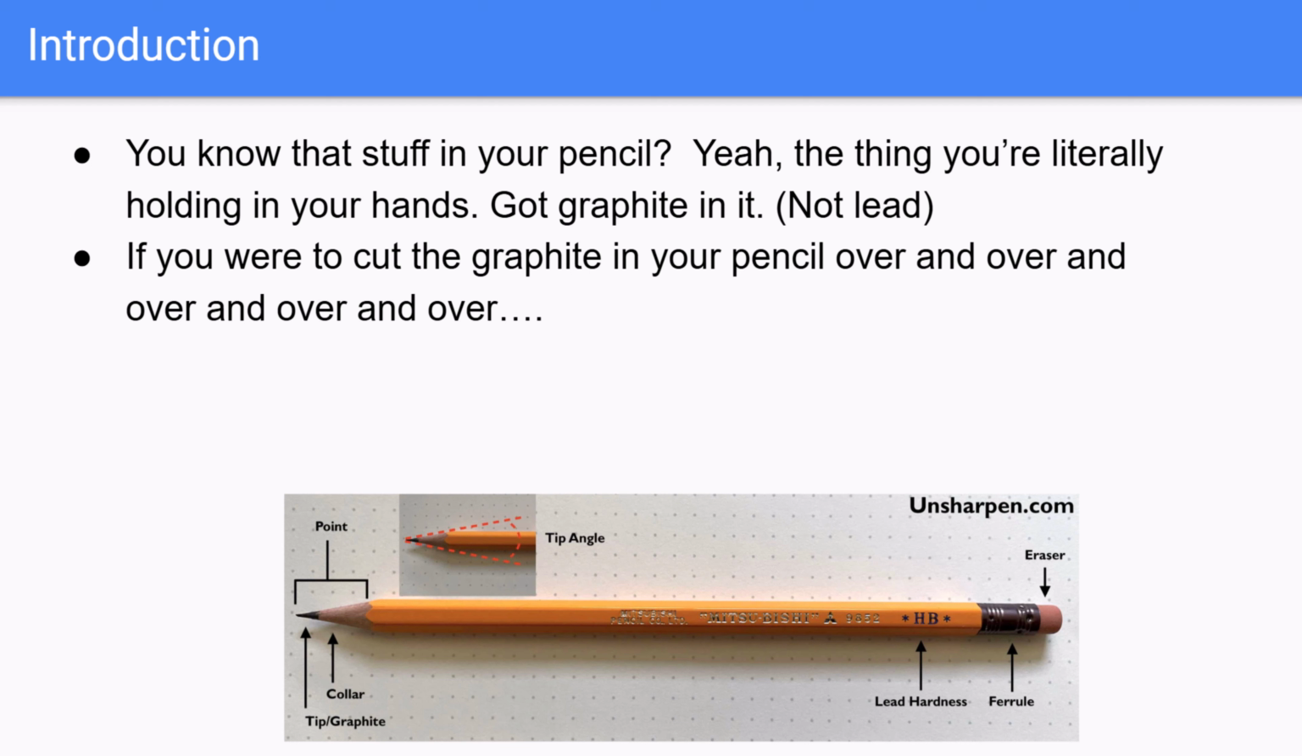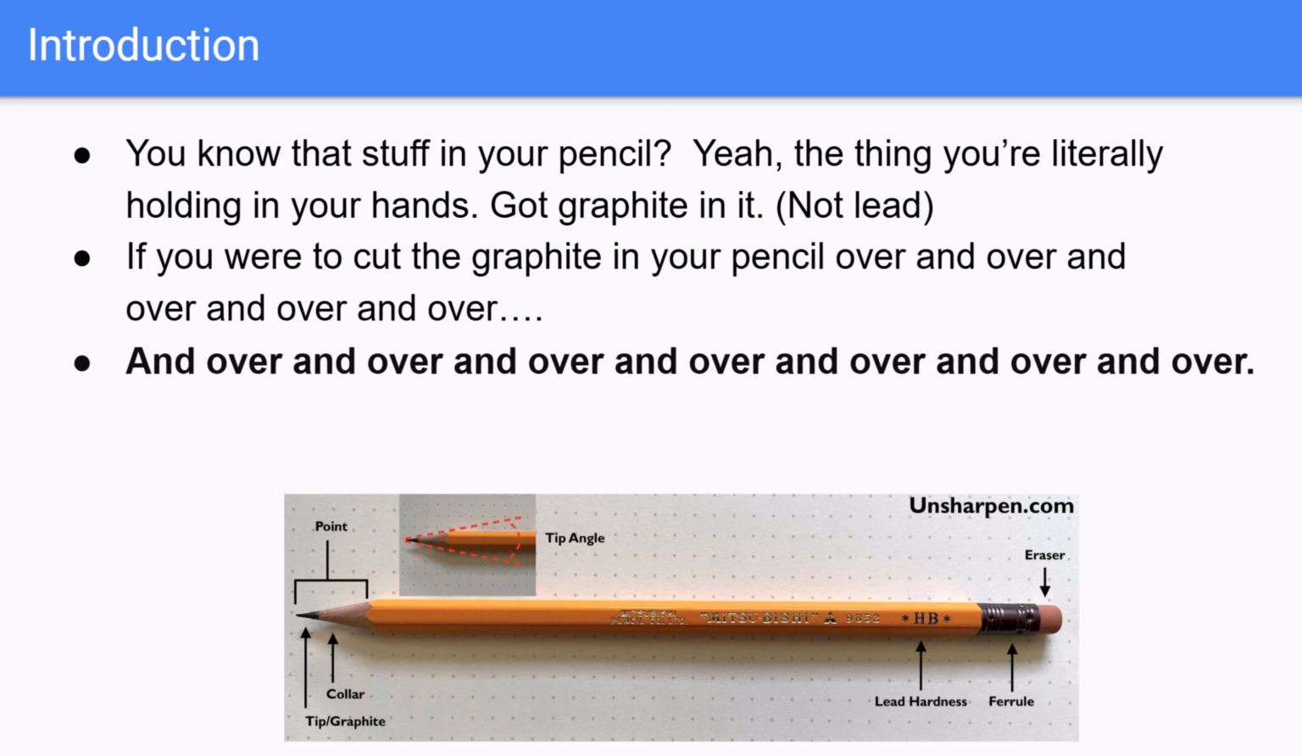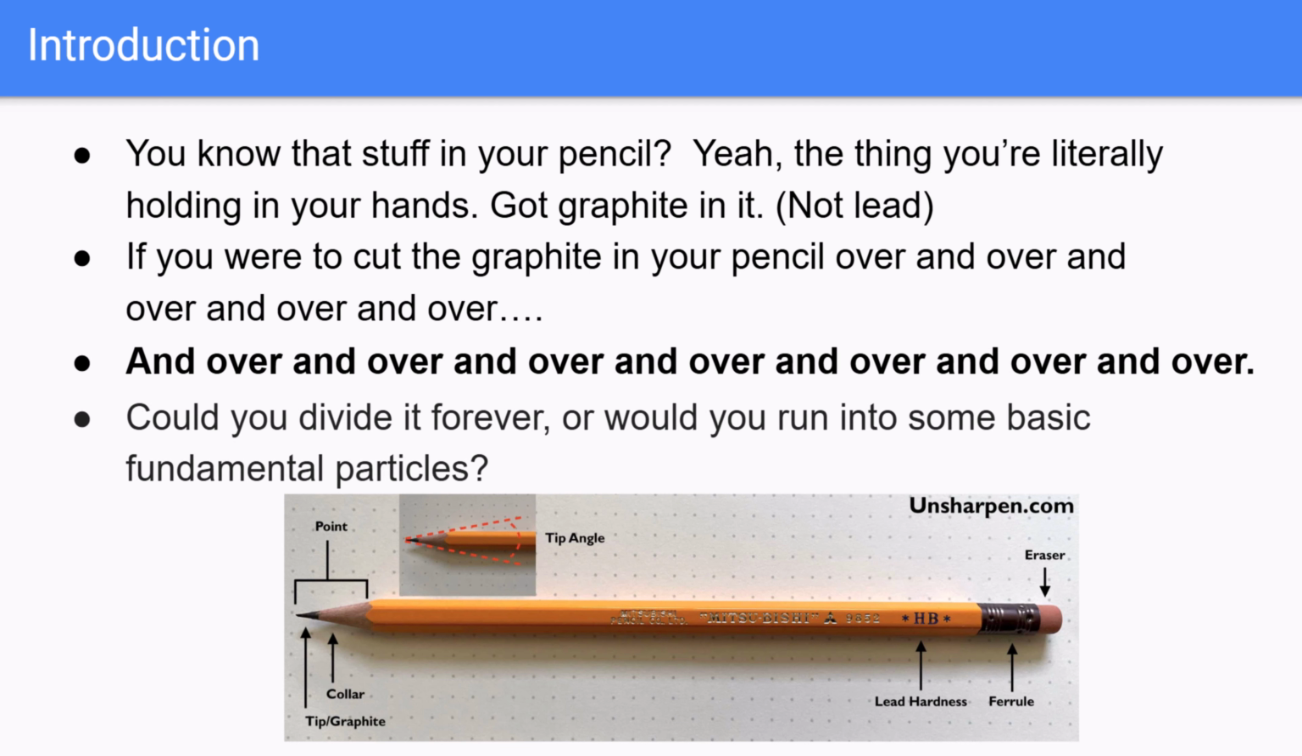But if you were to cut the graphite in your pencil and you were to repeat that over and over and over again, many times, what you end up with is fundamental particles. So could you divide it forever, or would you run into some basic fundamental particles? In terms of time, you're probably going to be doing it for the rest of your life because atoms are very, very small. But eventually you are going to get to a point where you can no longer divide the pencil or the parts of the graphite in the pencil into smaller components.